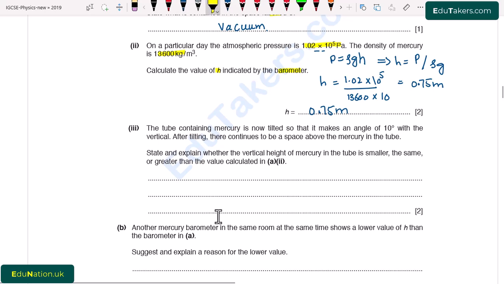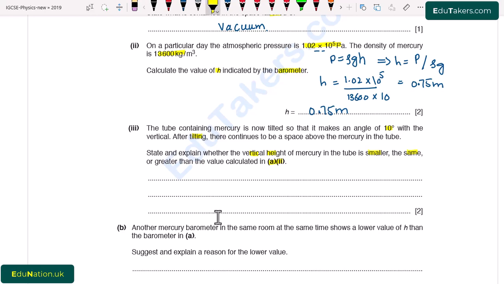Part 3. The tube containing mercury is now tilted, so that it makes an angle 10 degree with the vertical. After tilting, there continues to be space above the mercury in the tube. State and explain whether the vertical height of the mercury in the tube is smaller, same, or greater than the value calculated in A part 2. So here we have tilted the tube that contains the mercury in such a way that it makes an angle 10 degree.